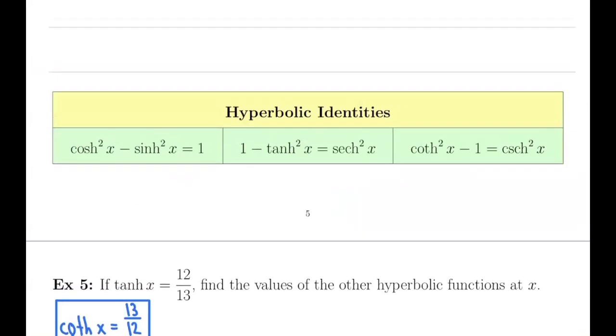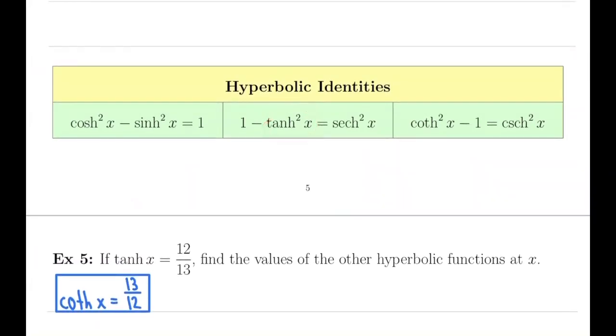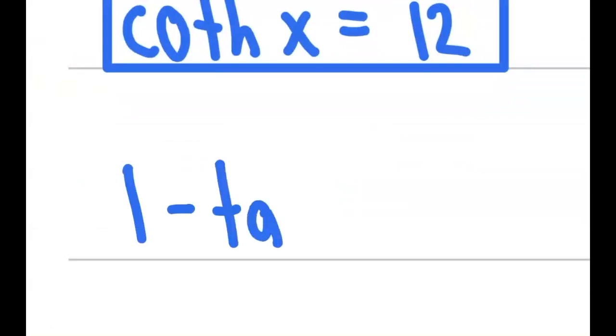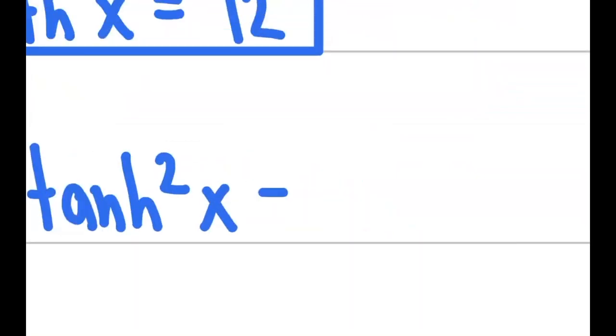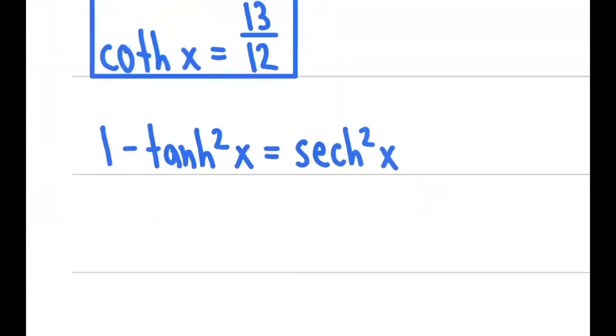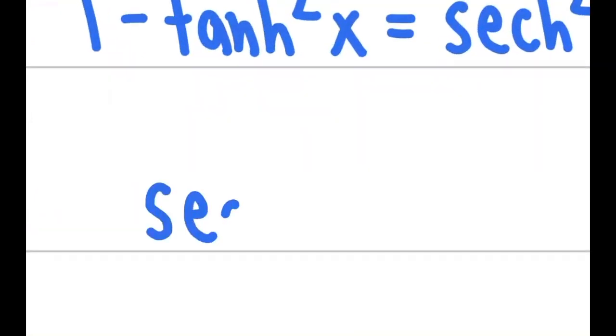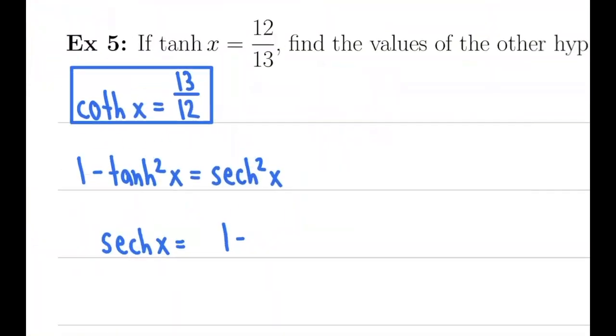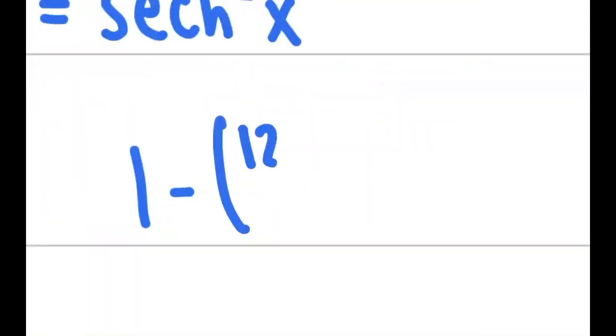That's right. Let's see. We have tanh. What we can do is using that, we can find sech, using this hyperbolic identity. So we know that 1 minus tanh squared x equals sech squared x. So let's just solve for sech. You just have to take the square root. So sech of x equals the square root of 1 minus tanh squared. Tanh is 12 over 13, so that's 12 over 13 squared.